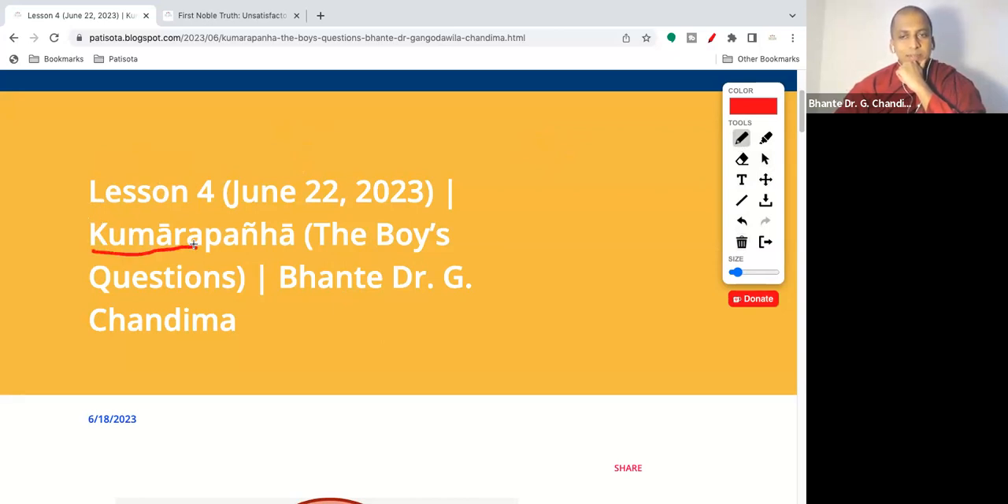Anyways, the word Kumara is interesting. Kumara means little boy, yeah? Don't think that it is another Mara, right? Because you see the word Mara over here. Kumara, right? Kumara means a little boy. Pañhā, here Pañhā, that means questions.